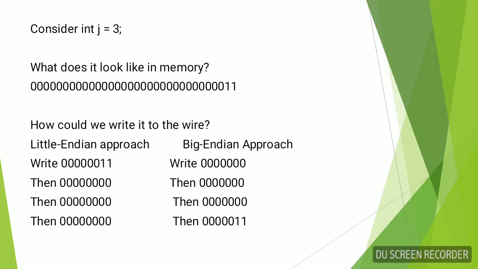Consider the expression int j equal to 3. It looks like this in memory. So in the Little Endian approach, we write it from right to left, and in the Big Endian approach, you write it from left to right. So the most significant bytes are written in the smallest memory address in the Big Endian approach, and the least significant bytes are written in the smallest memory address in the Little Endian approach.